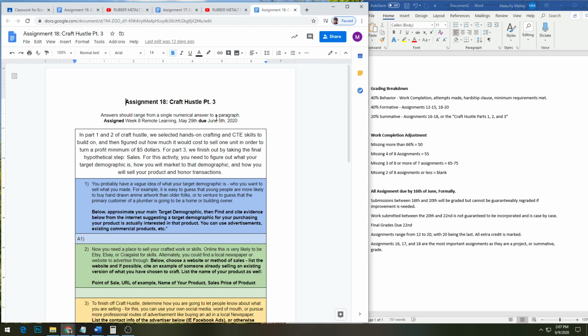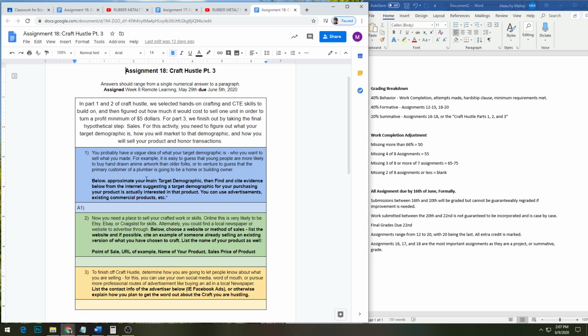And then for part 3, it's very straightforward. Here, I want you to figure out your target demographic. So every product has a target demographic. You don't sell earrings that cost 2 cents to make at Claire's to grown men. Usually you sell them to teenage girls. That's a target demographic. So I'm asking you, who are you selling this to?